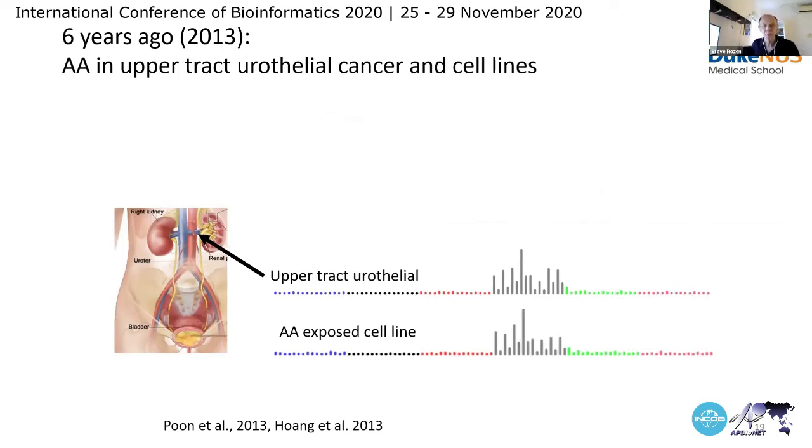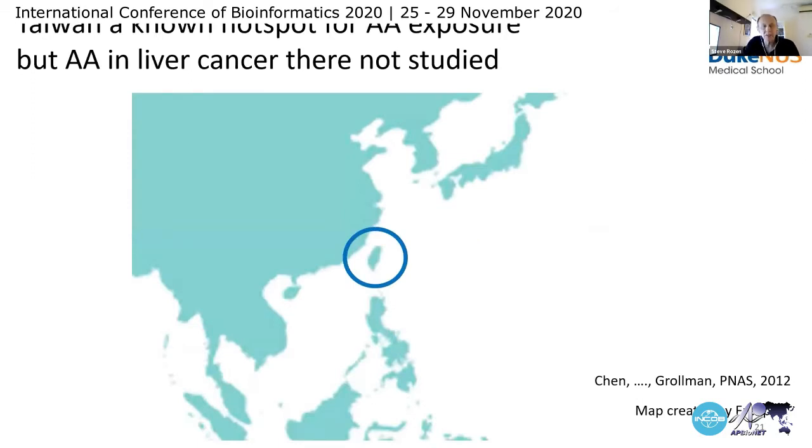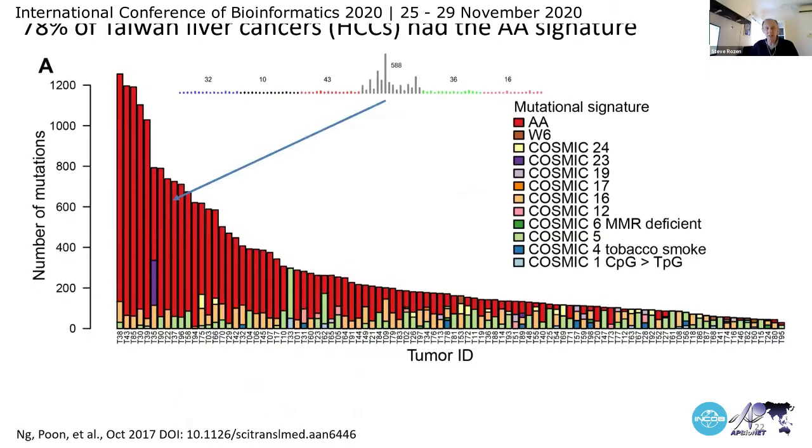So 6 years ago, we knew about the AA mutational signature in urothelial cancer, upper tract urothelial cancer, and in cell lines. As recently as 3 years ago, mutational signatures had shown AA in multiple tumor types. But Taiwan is a known hotspot for AA exposure, and AA and liver cancer in Taiwan had not been studied. So we decided to study AA and liver cancer in Taiwan. We sequenced 98 exomes from liver cancer and matched normals. And quite to our surprise, 78% of the liver cancers had the AA signature.